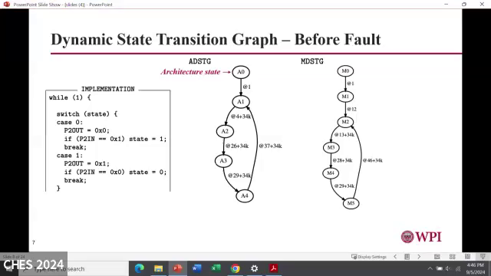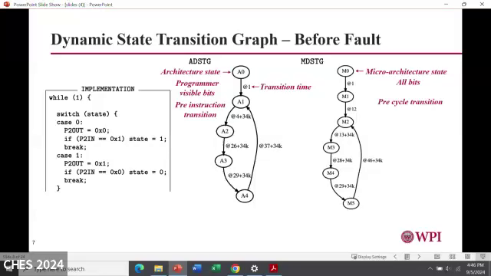Remember, all these bubbles, the nodes here, represent the architecture state, which was formed by the hash tree node from all the programmer-visible bits. The same for microarchitecture, these represent the states, combining all the register bits together to form the hash tree. We also have transition time here to emphasize the dynamic state transition. For the ADSTG, it is plotted with instruction transitions, and for the MDSTG, we have per-cycle transitions. You can see that these two graphs from this implementation give a 32-clock-cycle round trip, continuing between these two states.